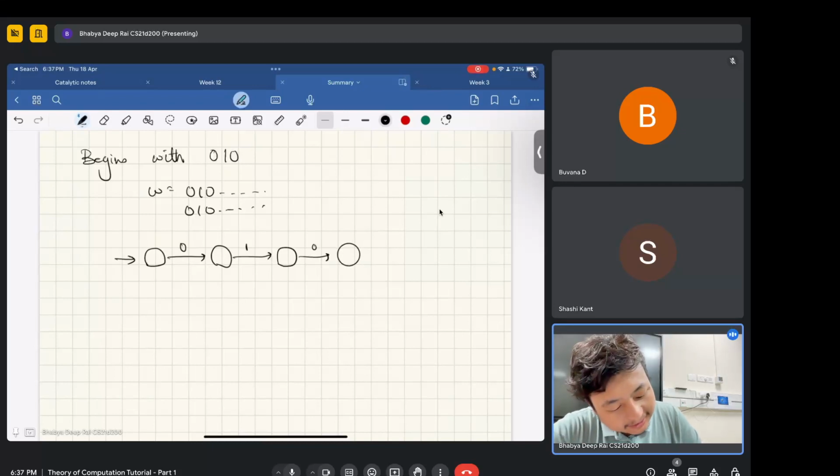And then what do I do? If I see anything else, and this is the final state, I am guaranteed that in the beginning I've seen a 0 1 0. So even if I see a 0 or 1, I still stay here.